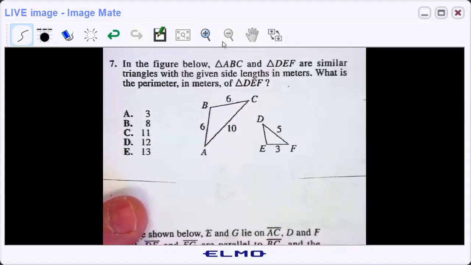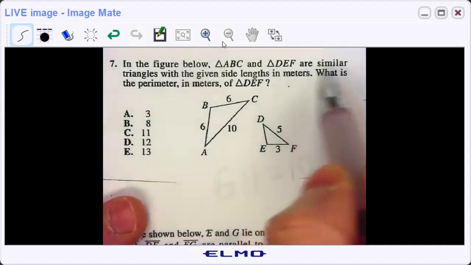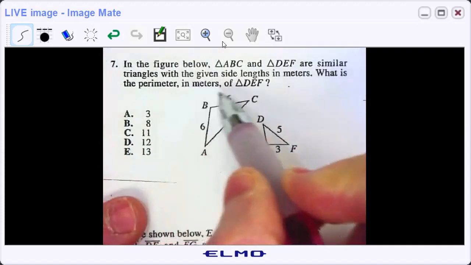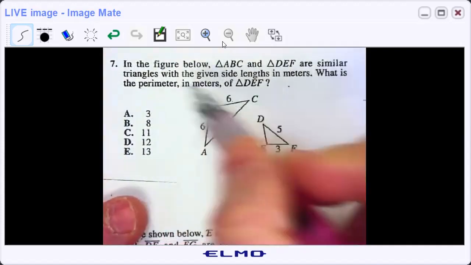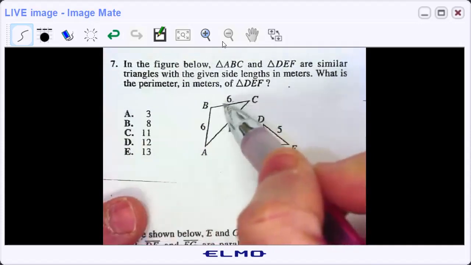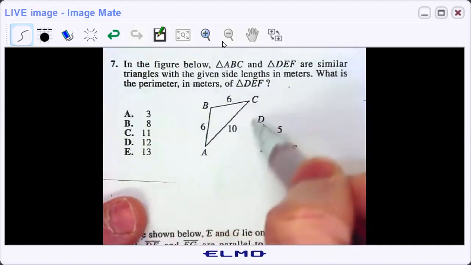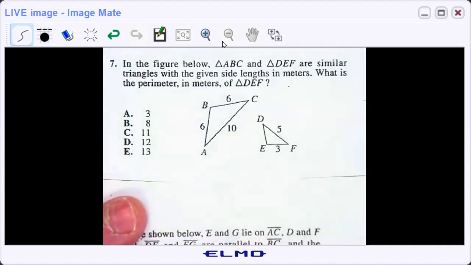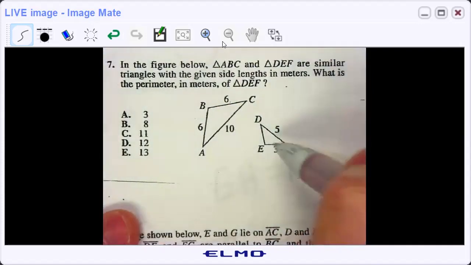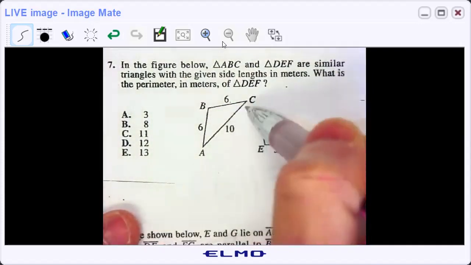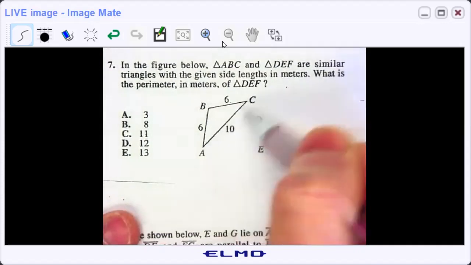So for number 7, I'm going to show you both ways. Now you do have to be careful about number 7, because if you notice, the problem says they're similar triangles, but they're not asking you for the length of this missing side. They want the perimeter, which is going around the figure, adding all the sides up, in this case 3 numbers. So be real careful with reading the questions carefully. But I can see that this DF is going to correspond with this bigger side AC.